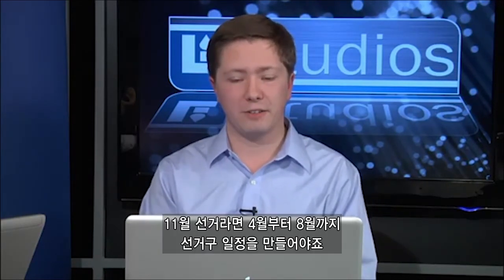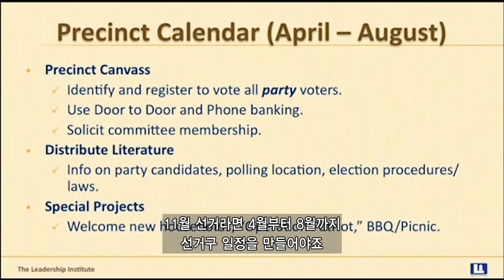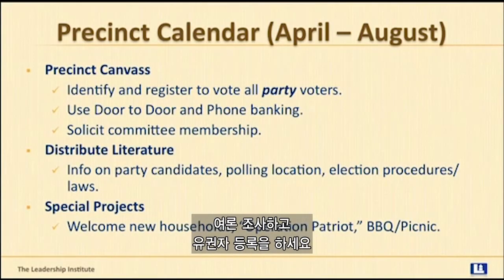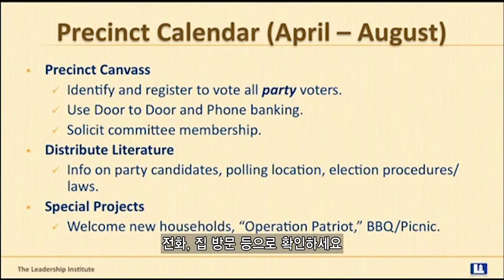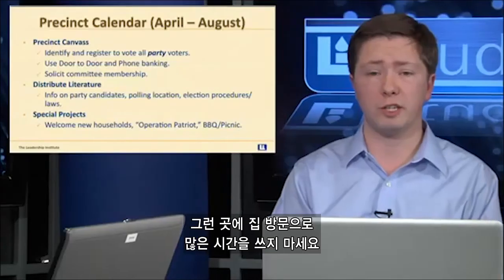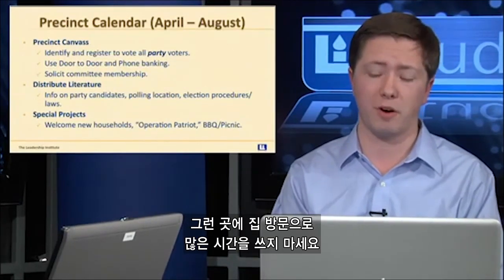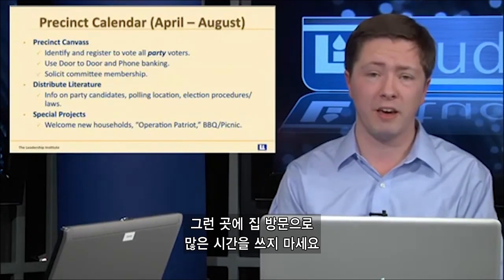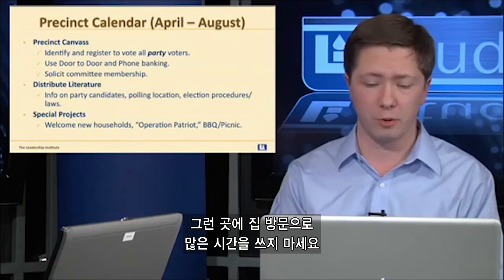So your precinct calendar from April to August, if you've got a November election: you do your precinct canvass, identify and register to vote all the party voters if you're working with the party. You can use door-to-door and phone banking to identify these individuals. In high-density communities where you can't get into people's communities and apartments, or residential communities where the homes are miles and miles apart, it's more practical to phone bank. You're not using as much time going door to door.